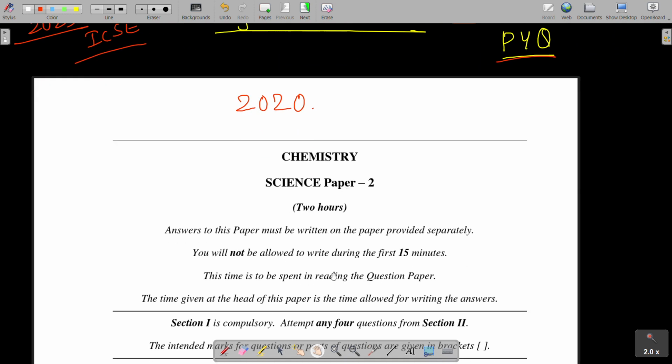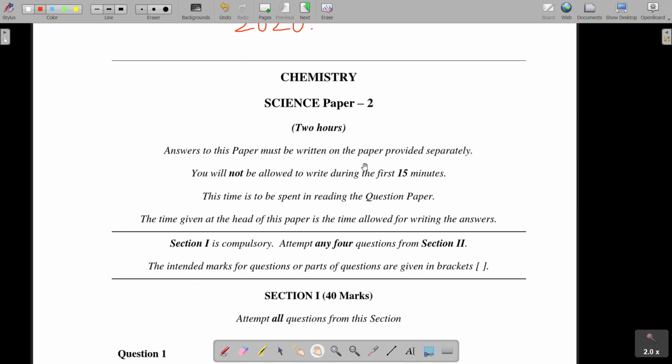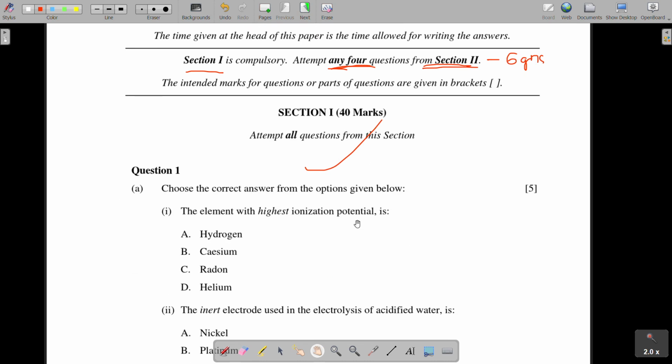This is a 2020 question paper. So obviously you know the things already. You have 2 hours to write. There will be section 1 where all the questions are compulsory, and in section 2 you have to attempt any 4. So in section 2 you'll be having 6 questions, out of which you only have to attempt 4 questions. Okay. So let's take the first question.